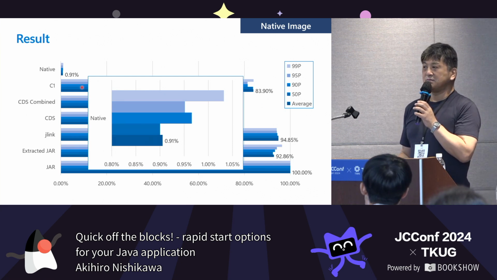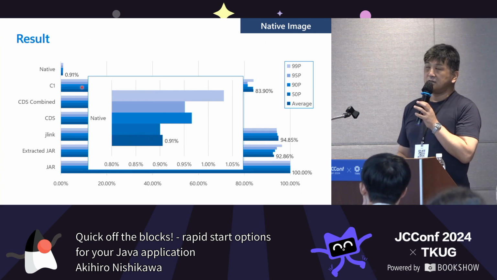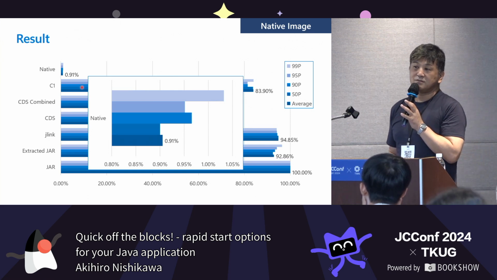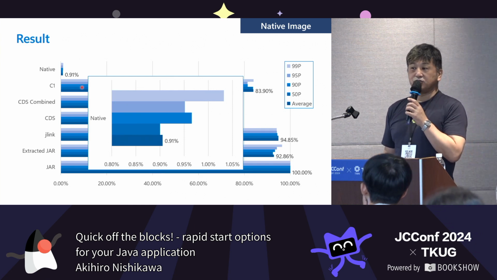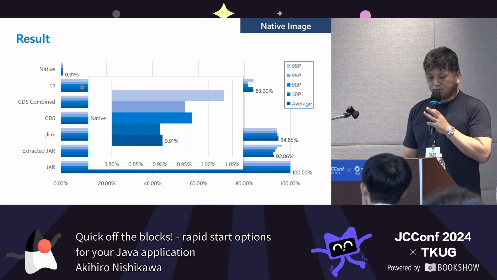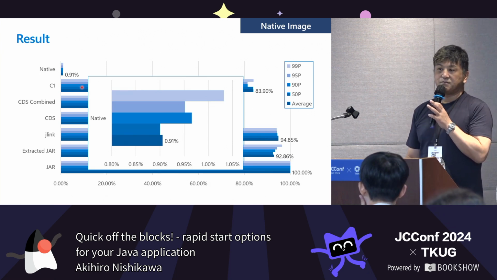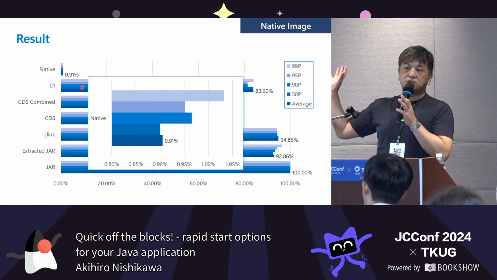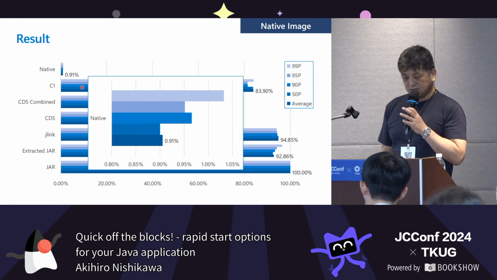But as you may know, GraalVM native image has a few restrictions. For example, reflection is a little bit difficult, or initialization is a little bit tricky. So if you can use native image, we can achieve quite good performance. But native image doesn't work for every application you have.